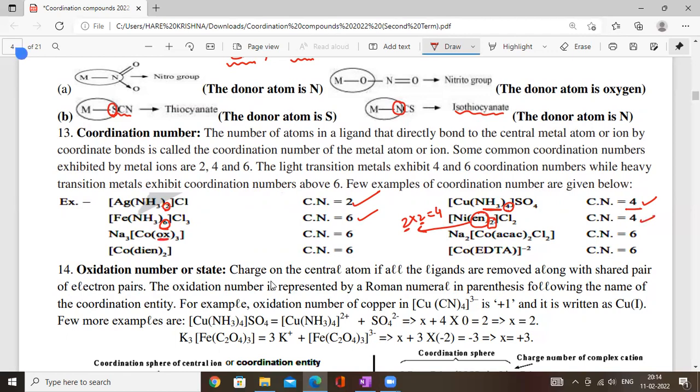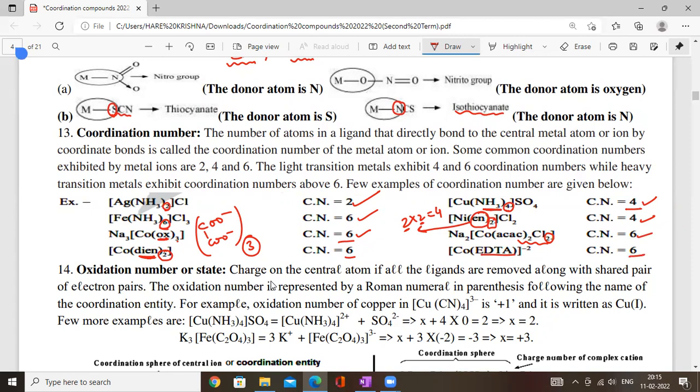Similarly, oxalate is also a bidentate ligand. So 3 into 2 means the coordination number will be 6, because oxalate, as I said, also has two donating atoms or donating sites. So 2 into 3, that means 6. Dien, again a, sorry, a tridentate ligand. So 3 into 2 means again the coordination number will be 6. Acetylacetonate is also a bidentate ligand. So 2 into 2, 4, plus 2, 6. So the total coordination number is 6. EDTA, of course, need not tell you, is a hexadentate ligand. So it comes out to be 6.